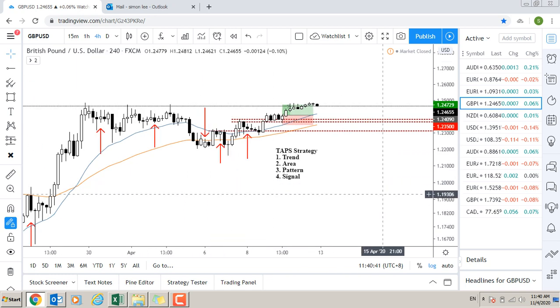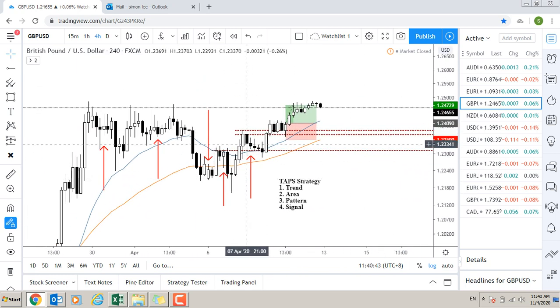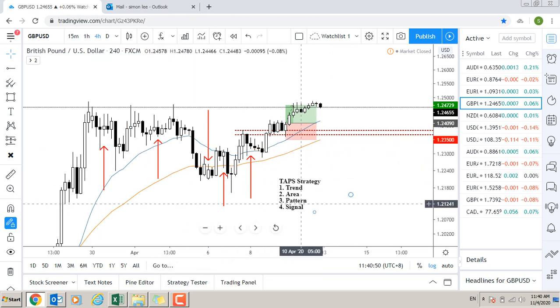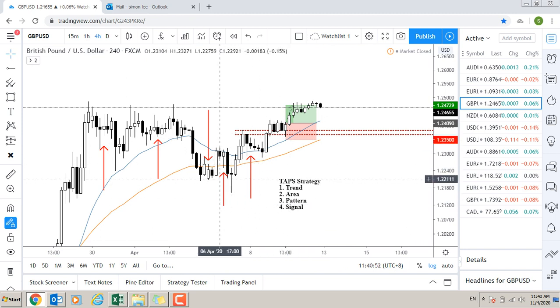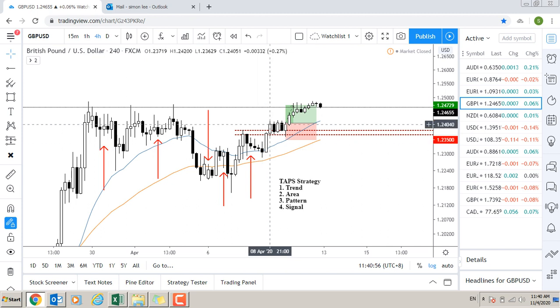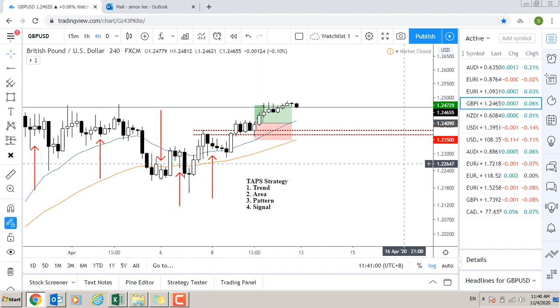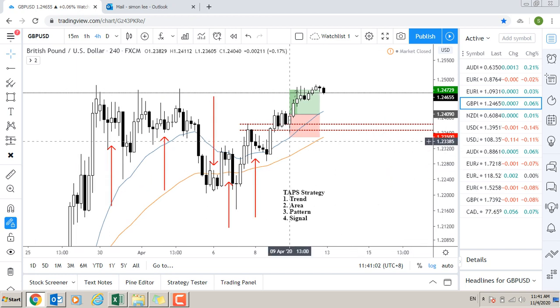Okay, so when I see the break of the higher high, I start to look for the pattern confirmation right now. So you see one push, second lower low, higher high. So this is the pattern. Okay, the fourth one is the signal. Okay, the signal is the bullish signal that was rejected.